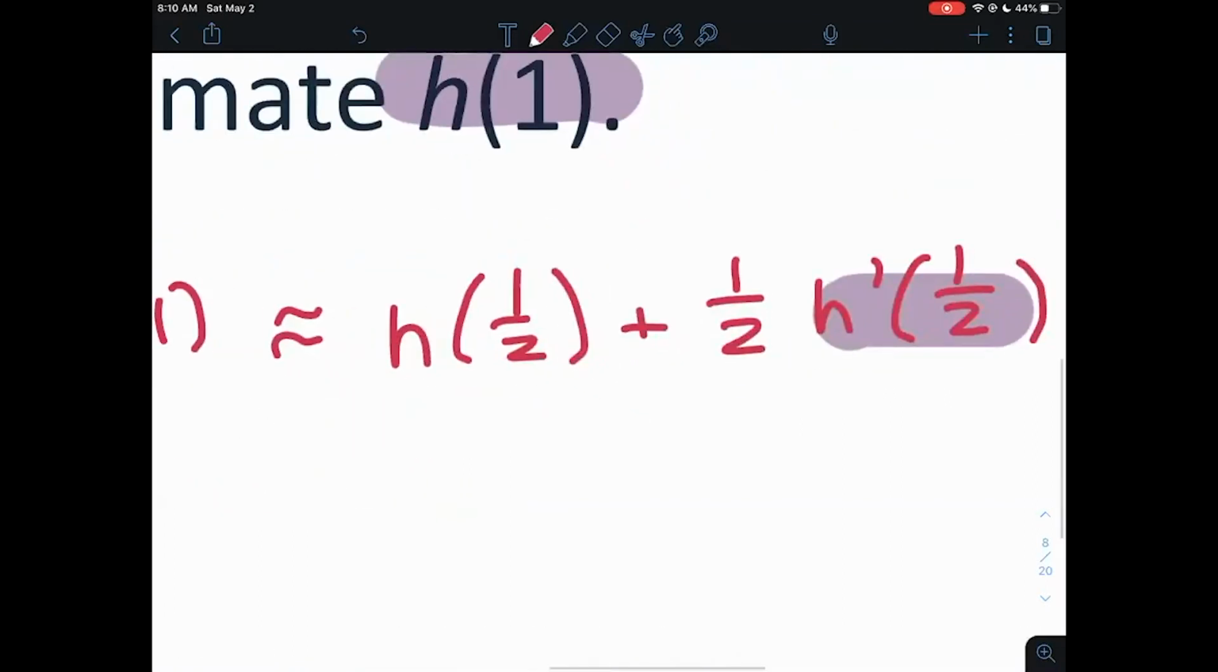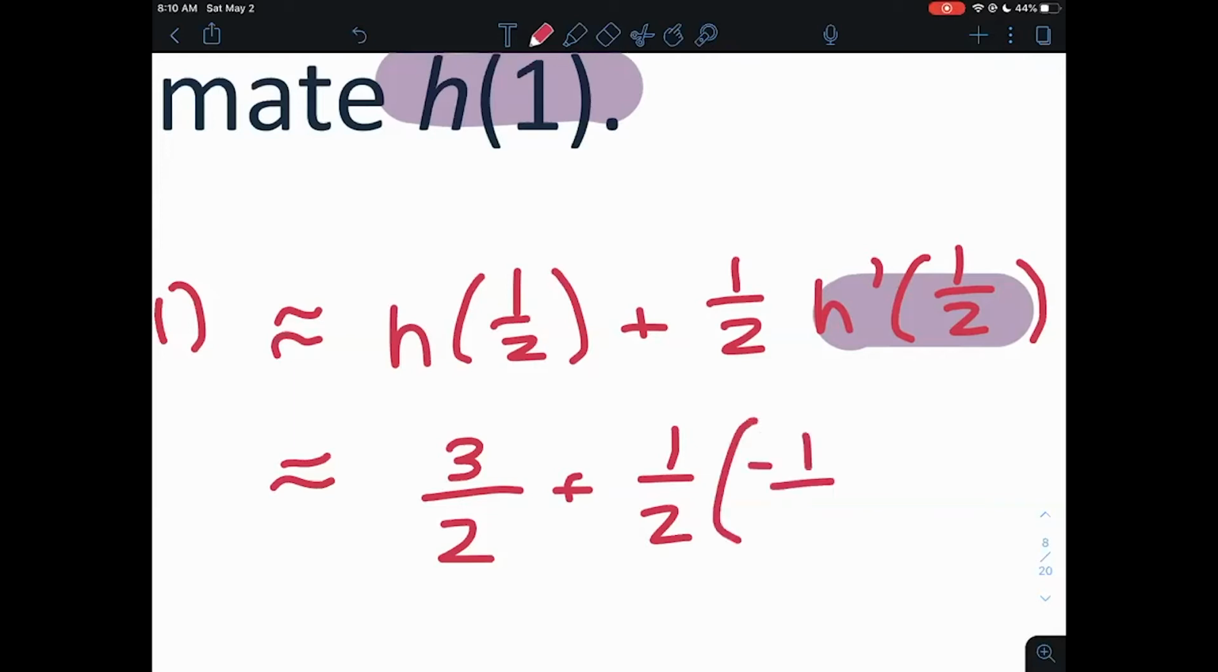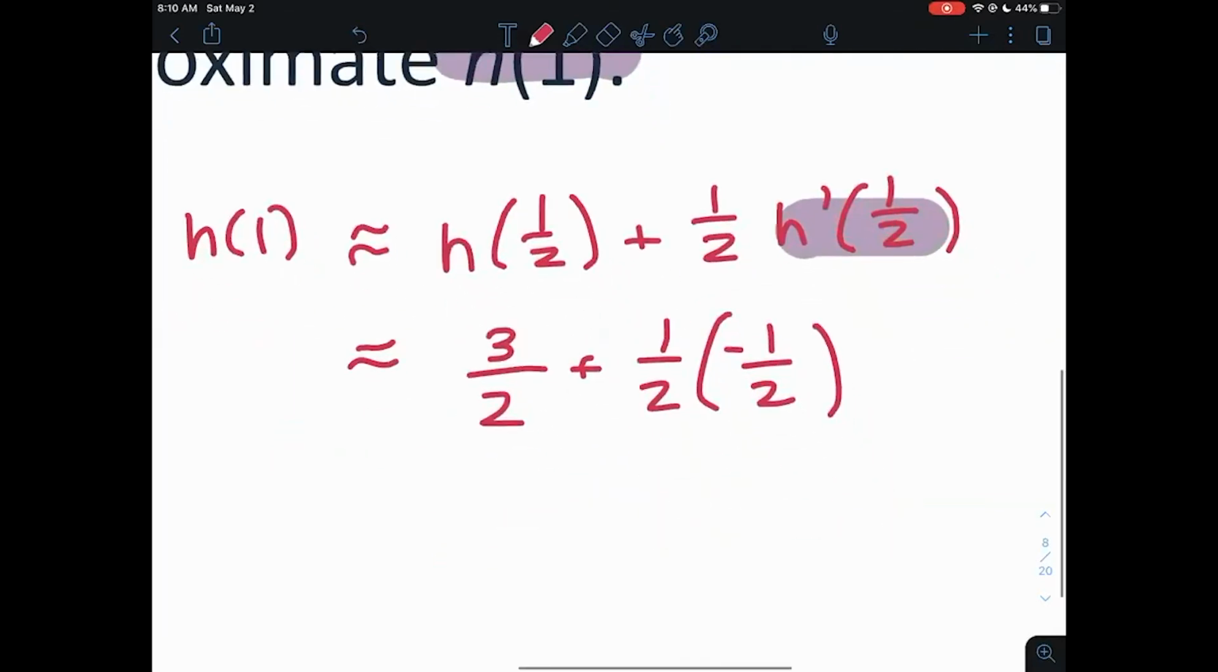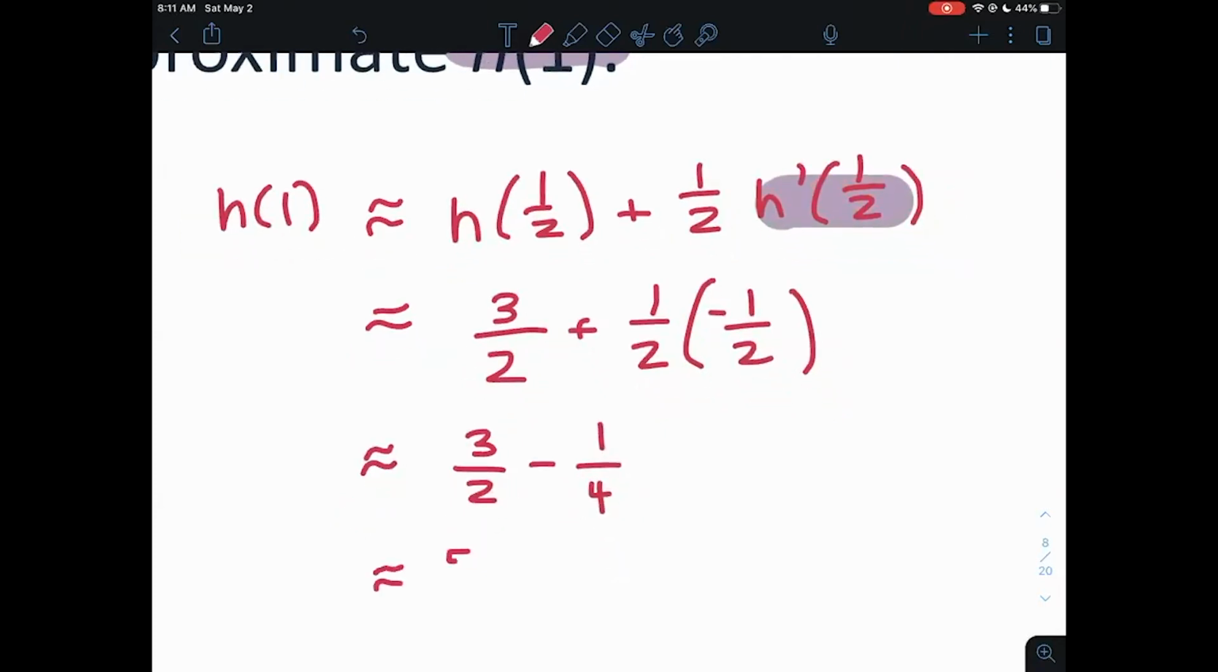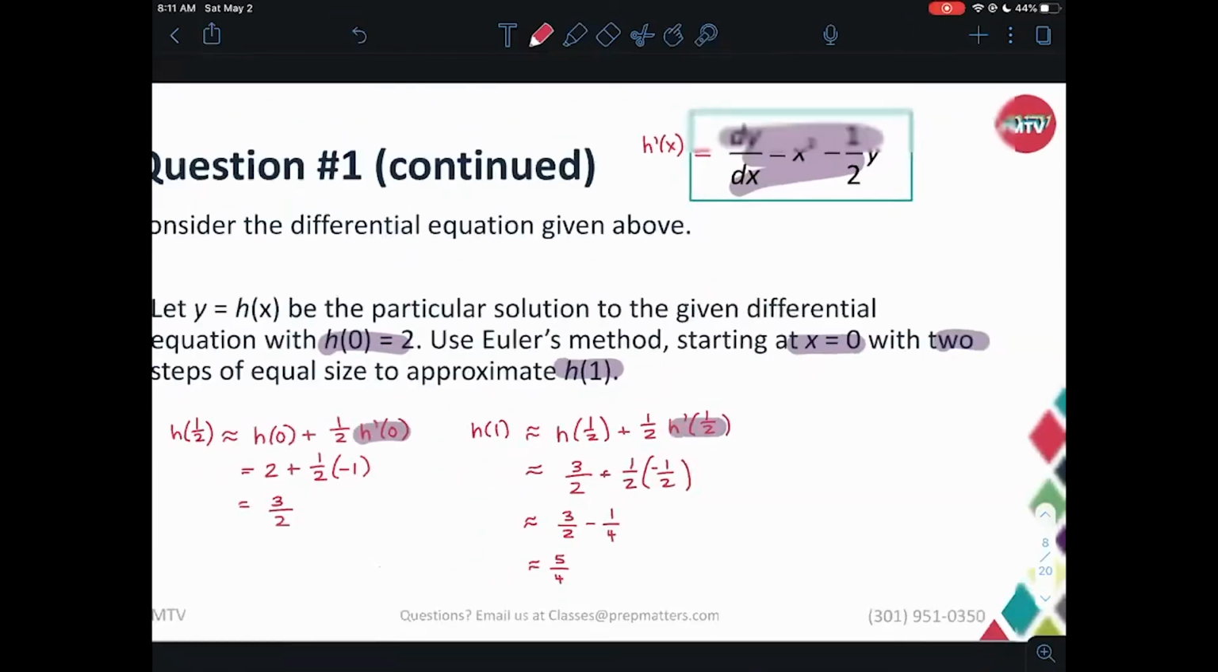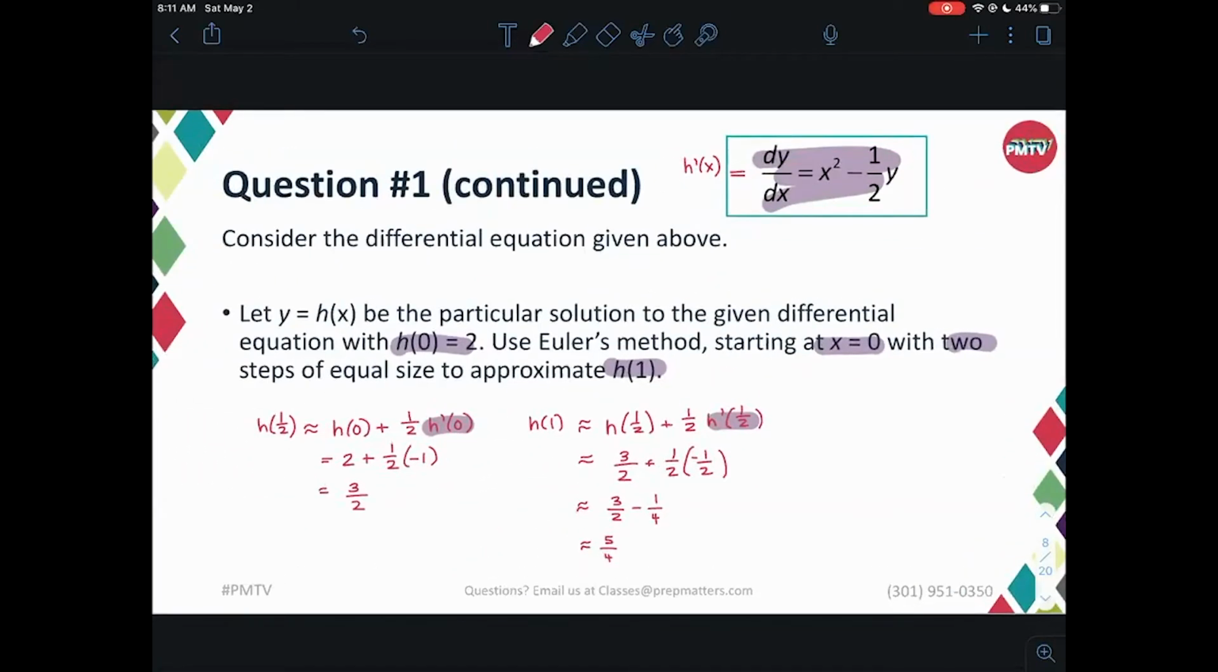Then we're moving over to here. And h of 1/2, we just approximated that as 3/2 plus 1/2. When we evaluate the derivative, this differential equation given to us at the top, at x equals 1/2, y equals 3/2, we end up with -1/2, which is going to give us 3/2 minus 1/4. So 6/4 minus 1/4, 5/4. And that's our final answer here. Our approximation for h of 1 is equal to 5/4.